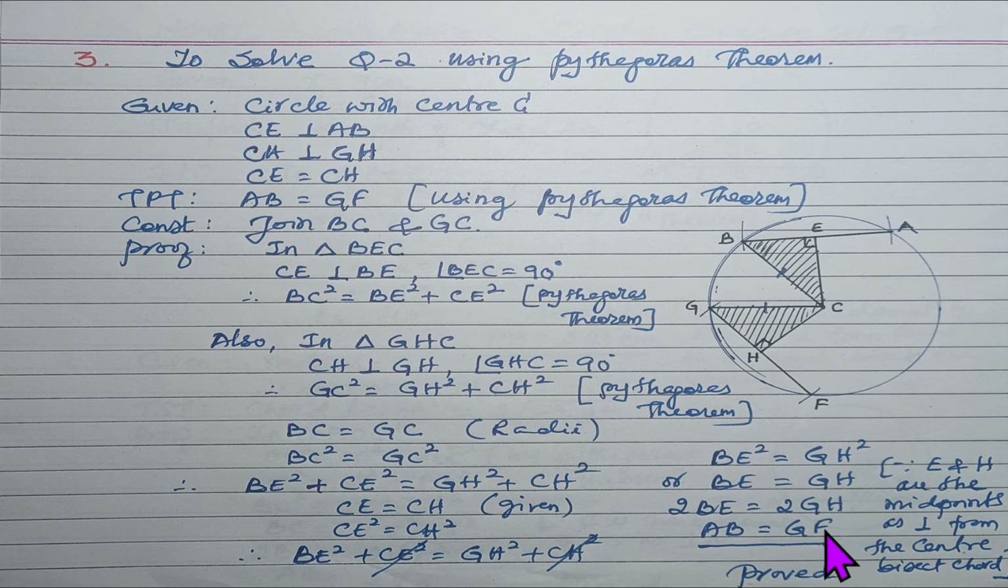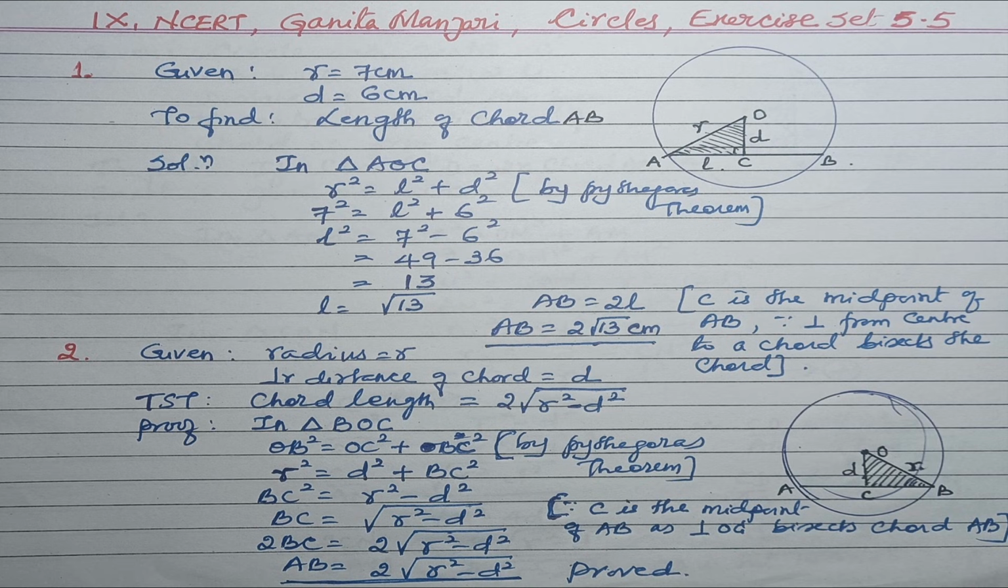Therefore AB is equal to GF, and that is the proof of the theorem, question number 2, by using Pythagoras theorem. Remember that. Now coming to the next exercise, that is exercise 5.5 of the circles chapter, Ganita Manjari 9th standard NCERT textbook.